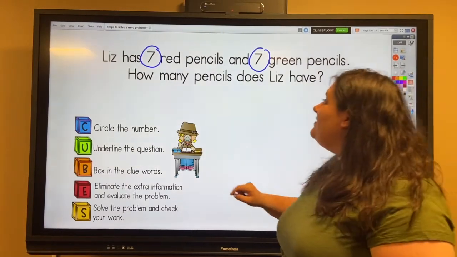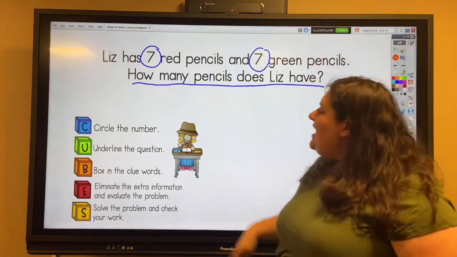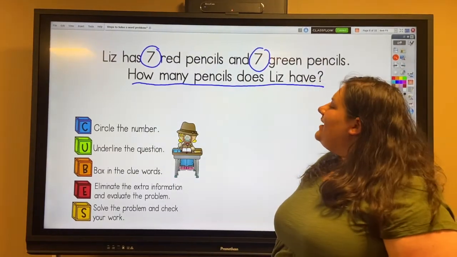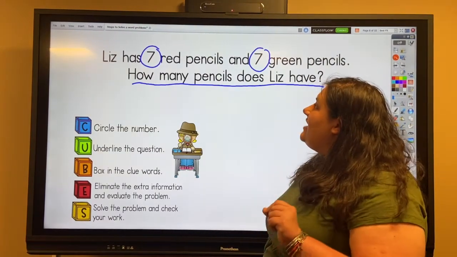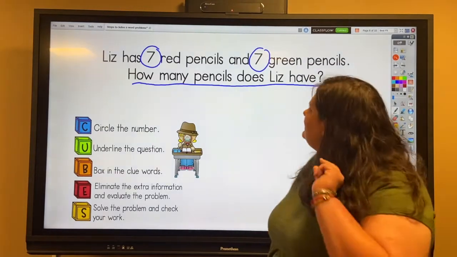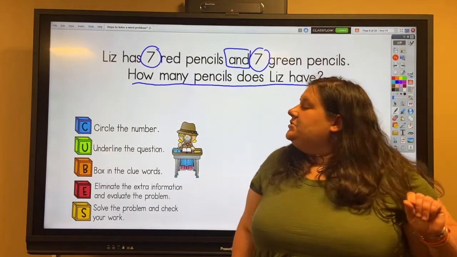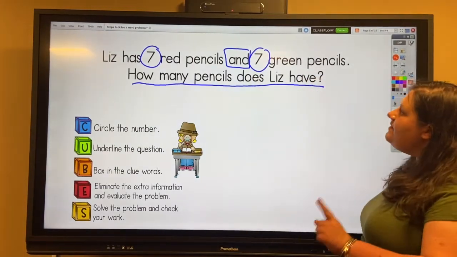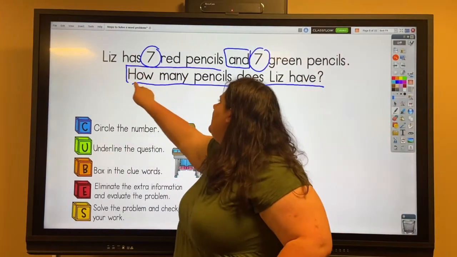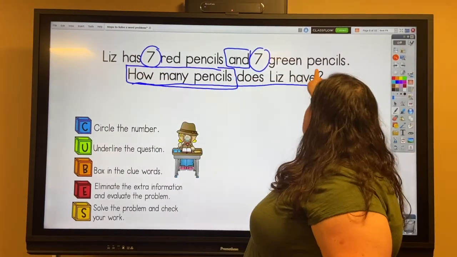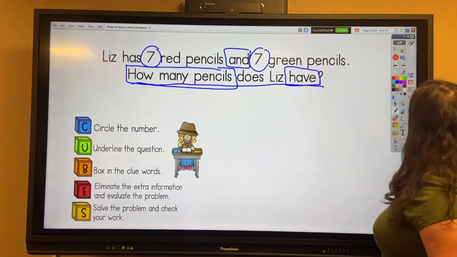Well, my question is going to be my last sentence. How many pencils does Liz have? And then B is going to be box in the clue words. Now, boys and girls, it says Liz has 7 red pencils and 7 green pencils. So I'm gonna box in and, because that's an important clue word right there. And then how many pencils does Liz have? So I'm going to box in how many pencils does Liz have. So they want me to find the total number of pencils that Liz has.